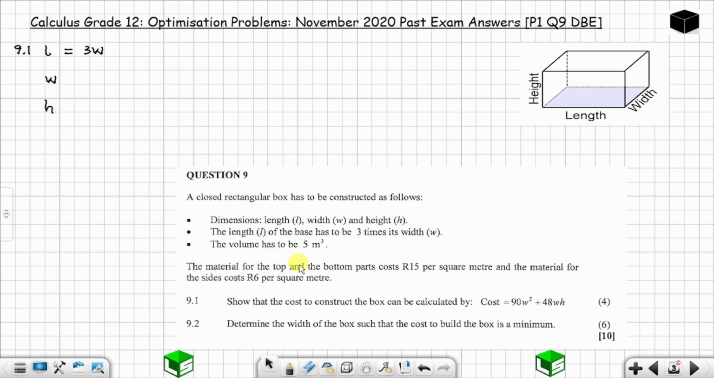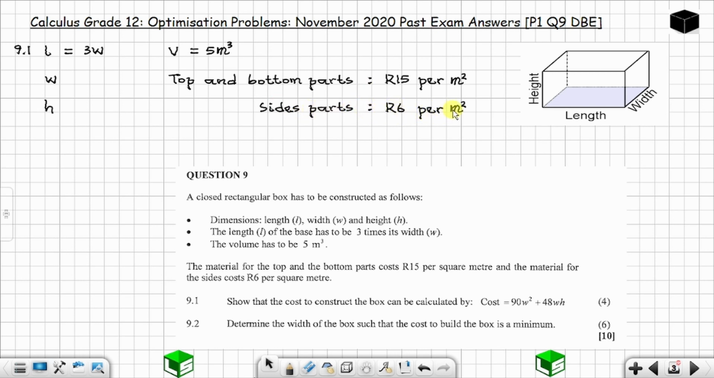You are also told that the volume has to be 5 cubic meters. Let's write that information down: the volume is equal to 5 cubic meters. Now the material for the top and the bottom part costs 15 rand per square meter. Let's write this down. And the side part costs 6 rand per square meter. So you will need 6 rand per square meter to construct the side part.